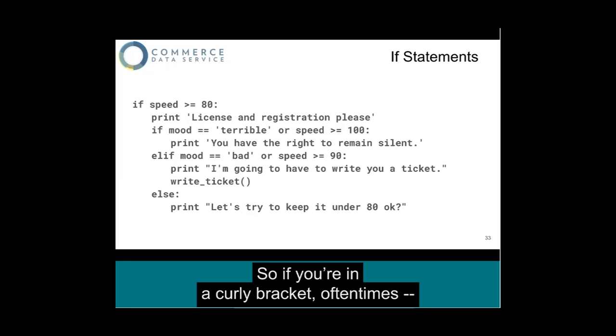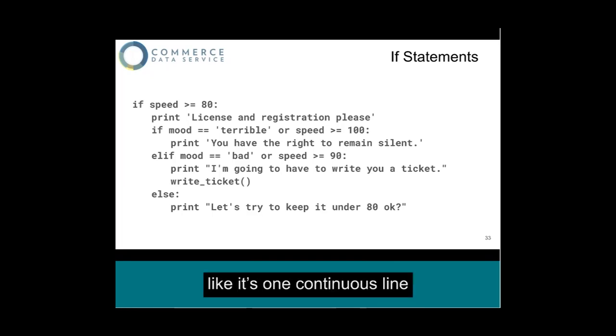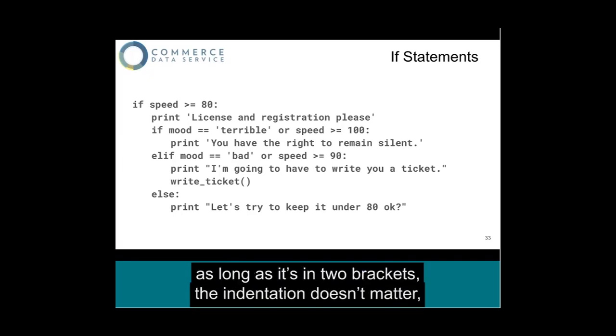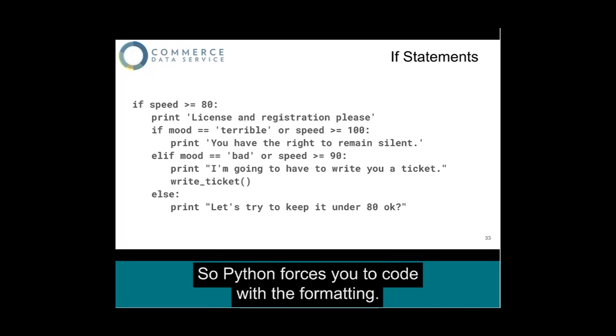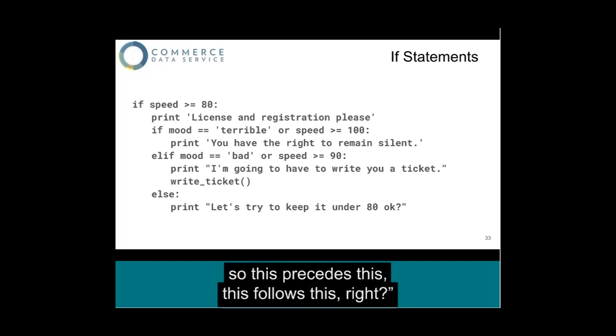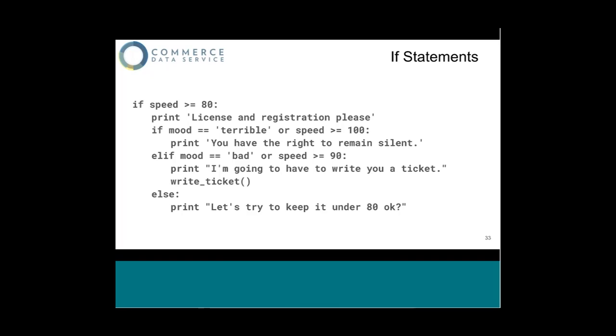If you're in the curly brackets, you'll oftentimes find code that's one continuous line with multiple if statements, because as long as it's in brackets, the indentation doesn't matter. It makes it very hard to parse, right? So Python forces you to code with the formatting. That way, when you read it, you can see right away this is indented this level, so this precedes this, this follows this. This makes it easier to parse as you read code.